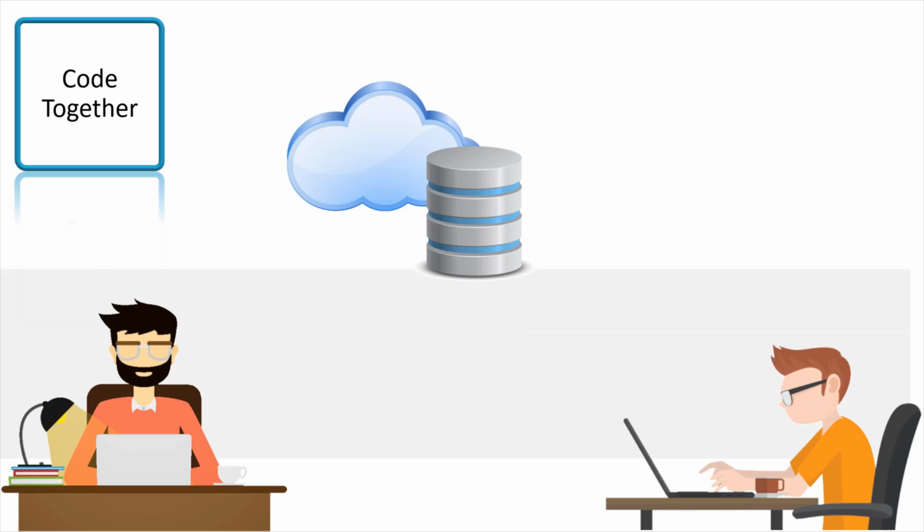Example, there are two developers working. One developer can create code and commit to the version control system, and another developer who is located in some other geographical area can take this code and do some modification on top of it, and he can commit the code on the version control. So version control helps the developers to code together irrespective of the geographical zone.